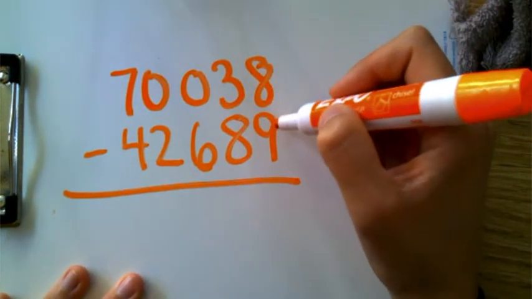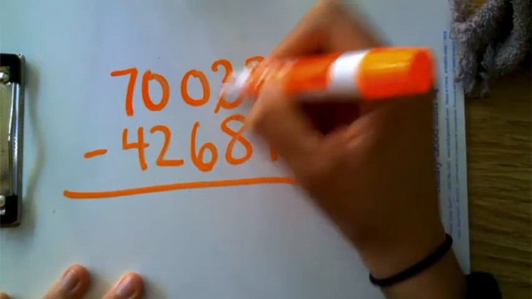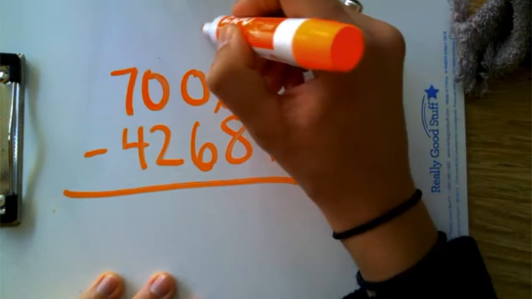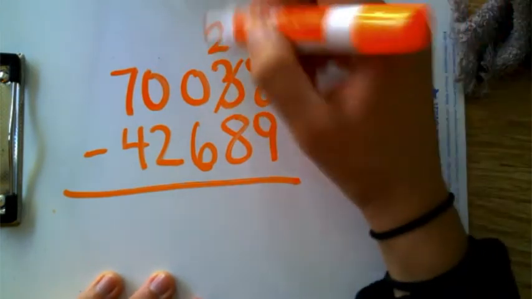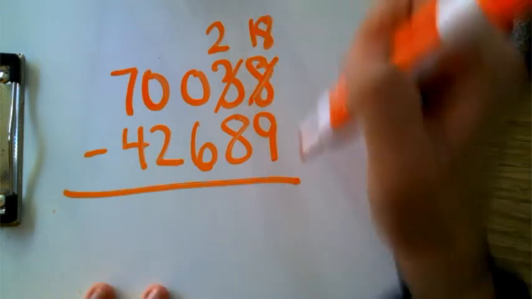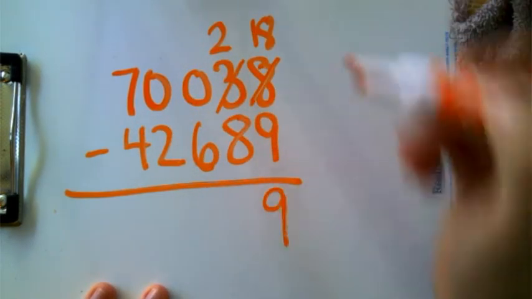What we're going to do is say we can't take 9 away from 8, so we go next door to the tens place. Knock, knock, knock. Is somebody there? Yes, 3's there. We lower 3 to 2, and we bring over 10 ones. Now we have 18 ones. 18 minus 9 is 9.